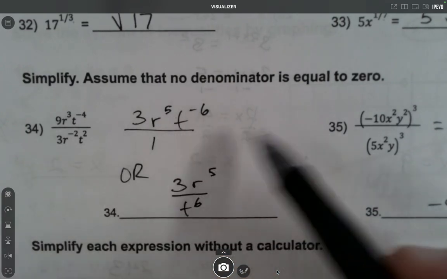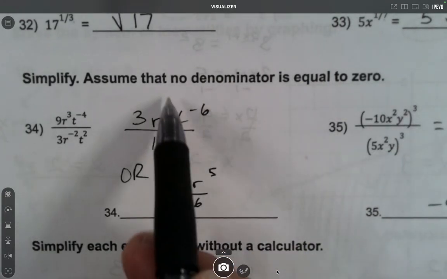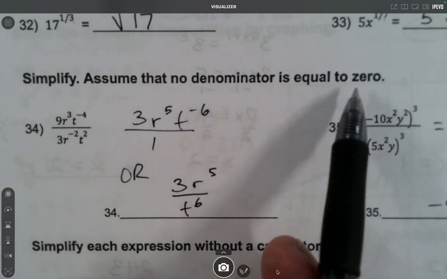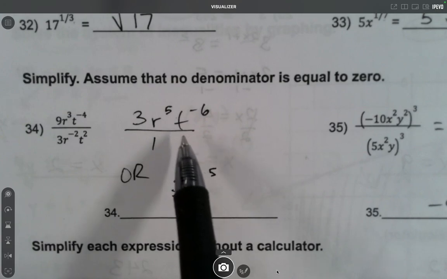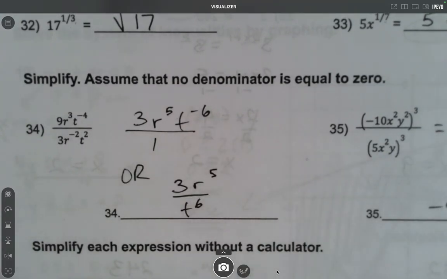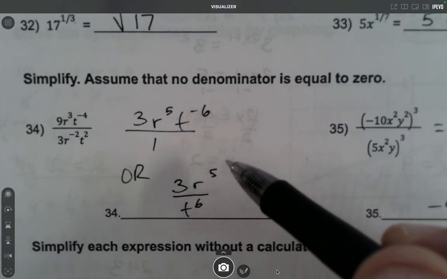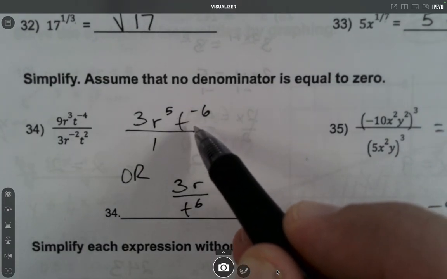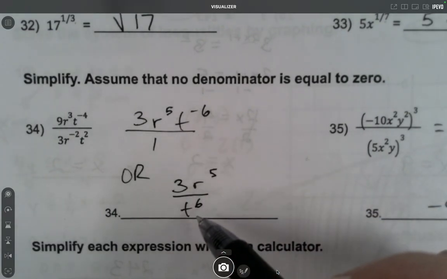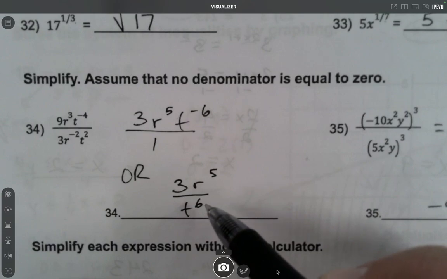And you don't have to put it over 1. You can just leave it just what's on top. But since this did not say we have to have positive exponents, this answer would be fine. But if you'd prefer to have positive exponents, or if you're on one of the sections where it says you must, then the way to fix that is to take this thing with a negative exponent, move it to the denominator, and that changes the exponent to be a positive.